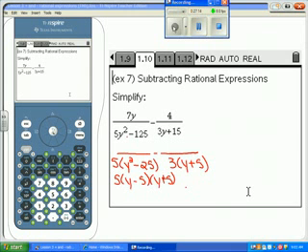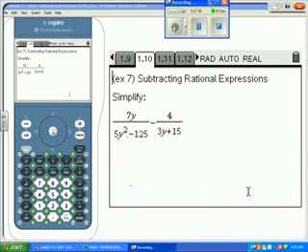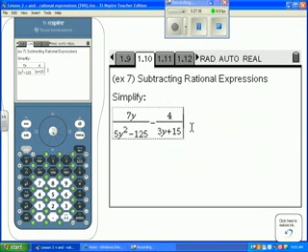Okay, so we've got 5 times y minus 5 times y plus 5, and 3 times y plus 5. Who can tell me my GCF? My common denominator? 15 times y plus 5 times y minus 5. Perfect.